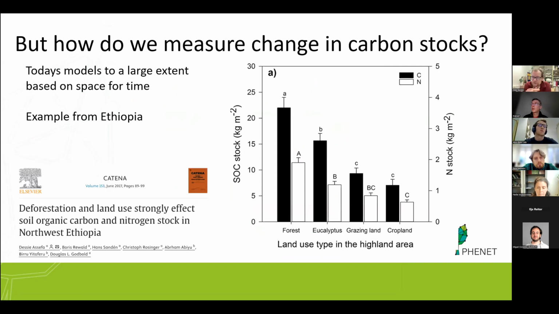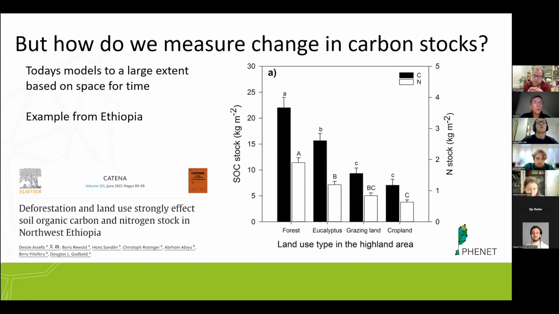How do we measure carbon stocks? So far, when doing all the models, we've been using space for time. We've been looking at, for example, a forest that was turned into cropland 15 years ago. How much has the carbon changed? What's the difference between the forest and the cropland next to each other? And if we plant trees on it again, what happens? This has been done in Ethiopia, where there's very little data on carbon stocks, so it brings very good knowledge about potentially what's going on.